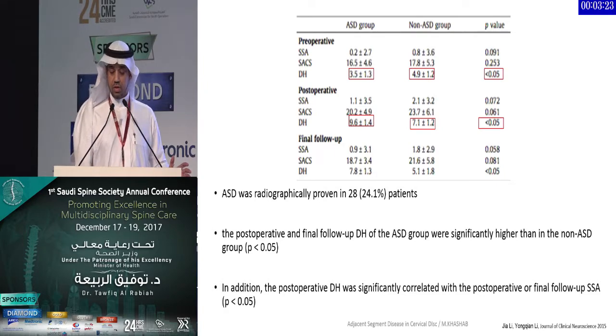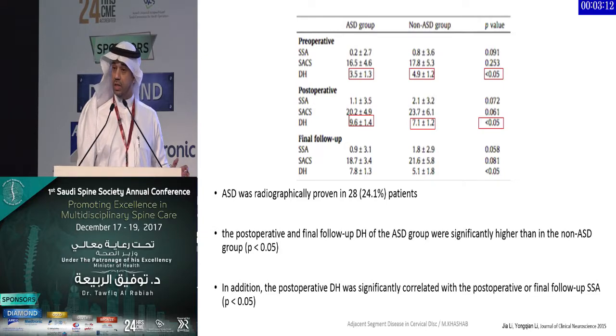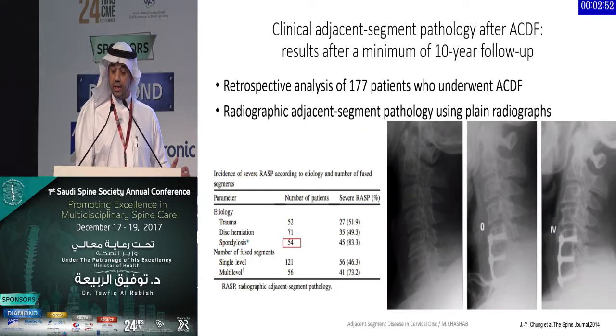They noticed that about 28 patients developed adjacent segment disease, and the post-operative and final follow-up disc height in the adjacent segment disease group was significantly higher than in the non-adjacent segment disease group, which was statistically significant. Additionally, post-operative disc height was significantly correlated with the post-operative and even the final follow-up segmental sagittal alignment.